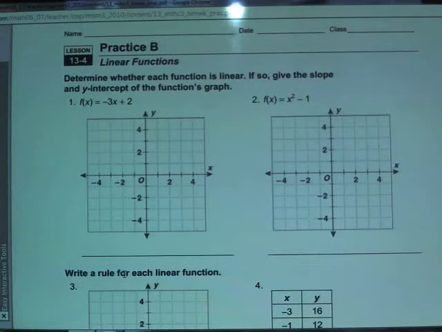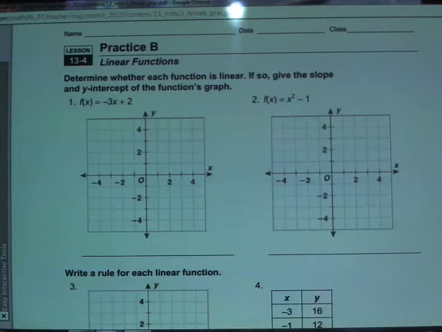This is a homework helper for Chapter 13, Section 4, Linear Functions in the 8th grade workbook. Let's start with number 2 here. In the top two questions, they're asking us to determine whether each function is linear. If so, give the slope and the y-intercept of the function's graph.